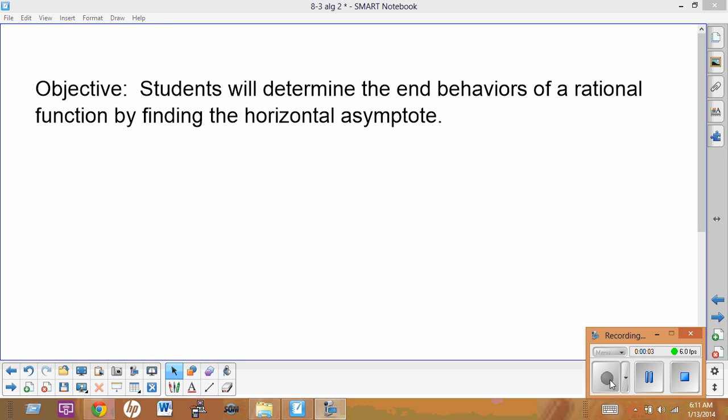Okay, welcome. Today we're going to look at finding the end behaviors of a rational function. Our objective today is students will determine the end behaviors of a rational function by finding the horizontal asymptote. We have three cases to look at, and we're going to tie this into yesterday's notes. So go ahead and pull those out and we'll get going.